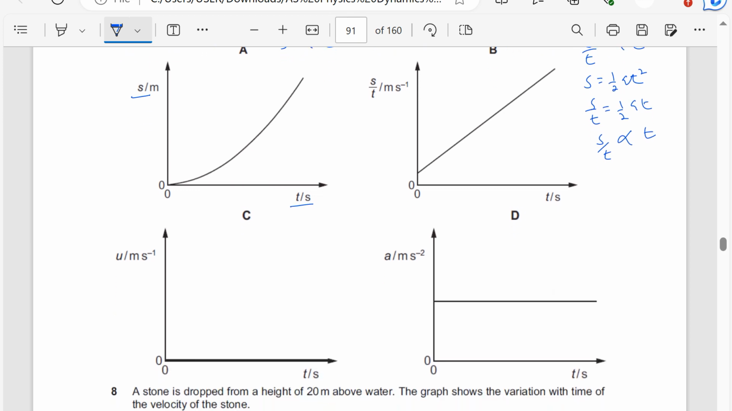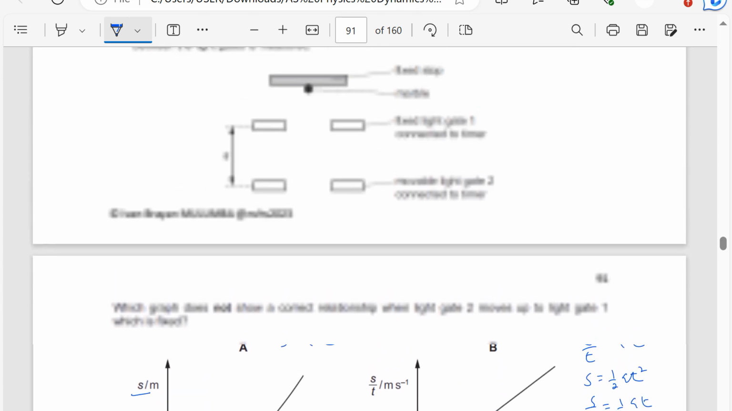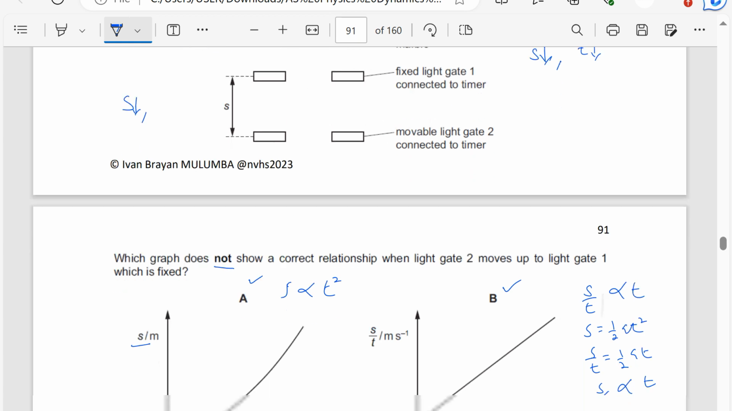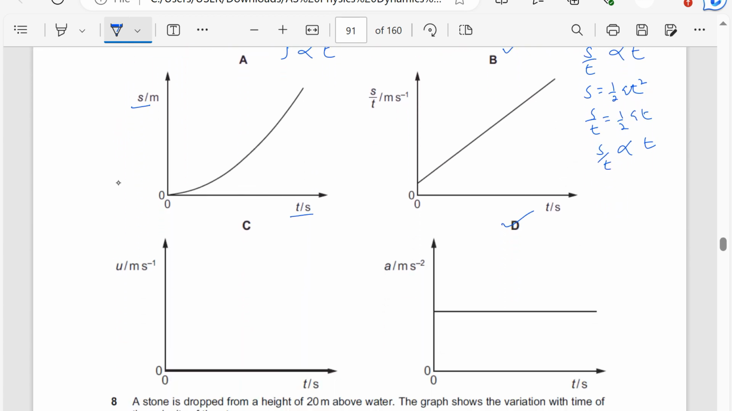Let me begin with the D. D is correct because acceleration is constant. Since acceleration against time is constant because the body is falling, and if we assume air resistance is negligible, then the acceleration is directly proportional to T. I mean, the acceleration is constant, so this is automatically correct.